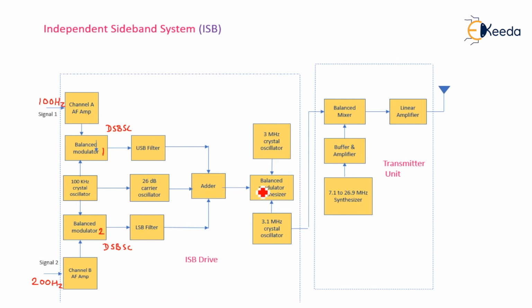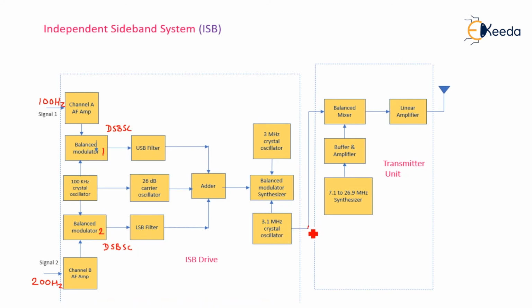It is coupled to the balance modulator synthesizer, which is fed by a 3 MHz crystal oscillator. A synthesizer can generate a large number of precise frequencies from a single reference frequency. You cannot directly multiply frequencies, but you can divide the time period to get the desired frequency. The same concept is applied here. So the 3.1 MHz crystal oscillator is coupled to the balance modulator.